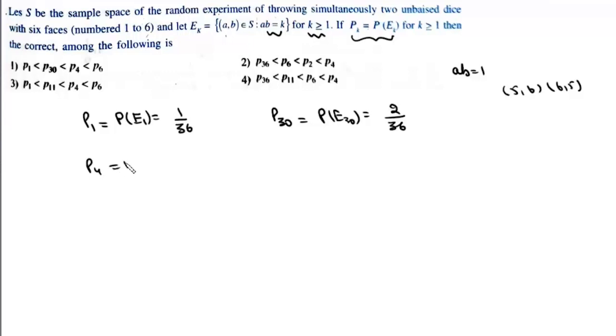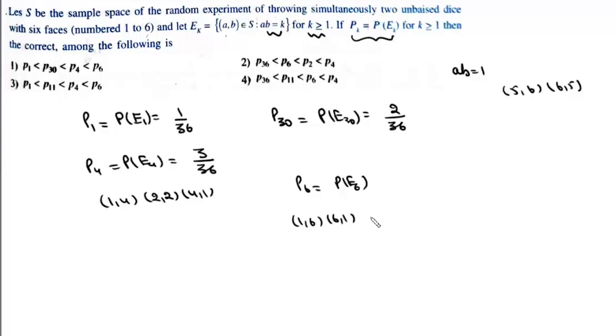Now P4 is when the product is 4. The choices we have here are (1, 4), (2, 2) and (4, 1), and this is 3 by 36. Then we have P6, which is the probability that the product is 6. Now it will be (1, 6), (6, 1), (2, 3) and (3, 2). So it will be 4 by 36. So clearly P1 is less than P30, is less than P4, is less than P6, and that's your option 1.